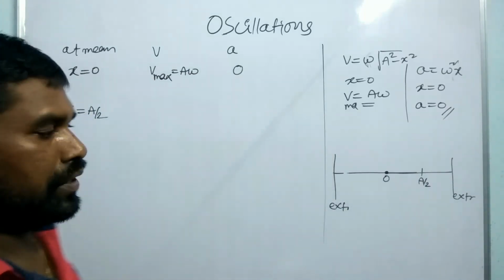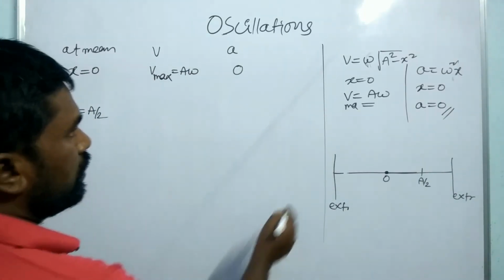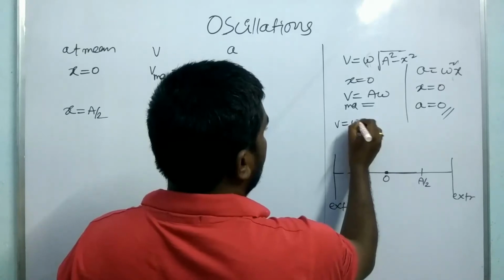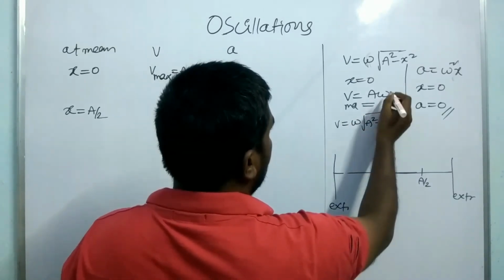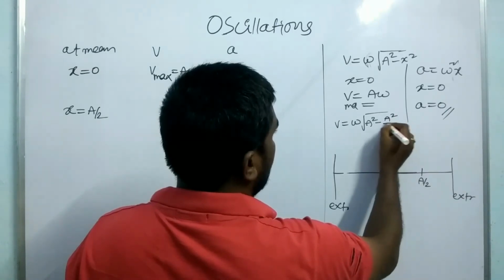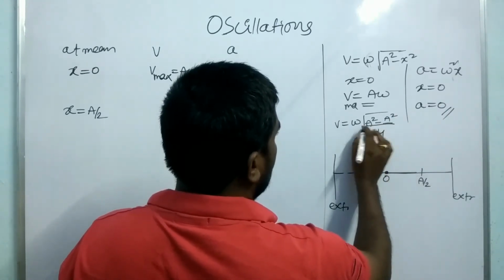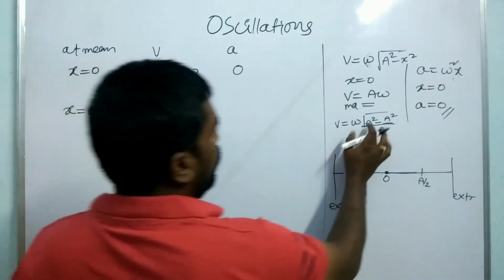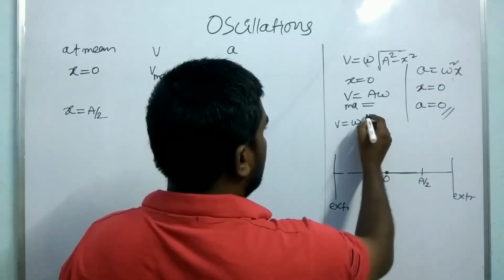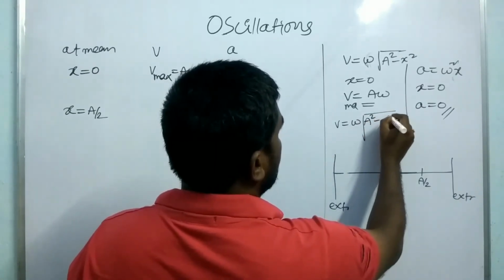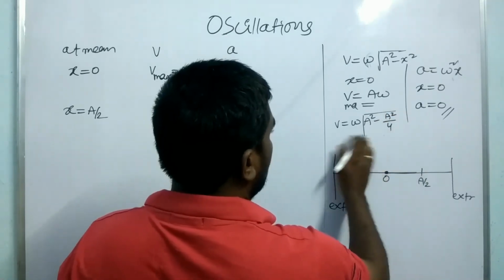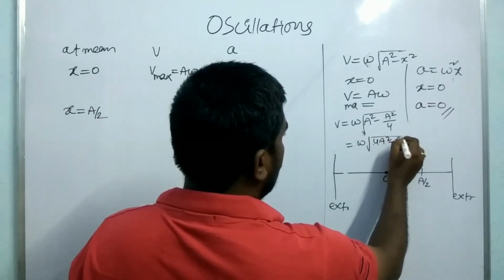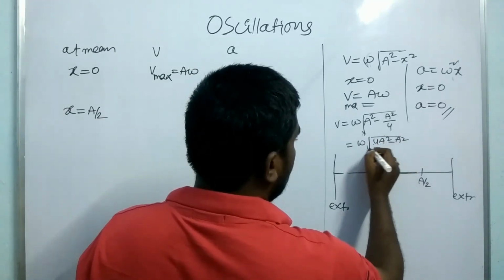If the displacement is A by 2, then what is the velocity? How can we find it when x is equal to A by 2? Then V is equal to omega into under root of A square minus A by 2 whole square. It is A square by 4 here. The 4 should come to this side. Under root of 4 is equal to 2. So, how can we write that? It is A square minus A square by 4, which is equal to omega into under root of 4A square minus A square by 4.